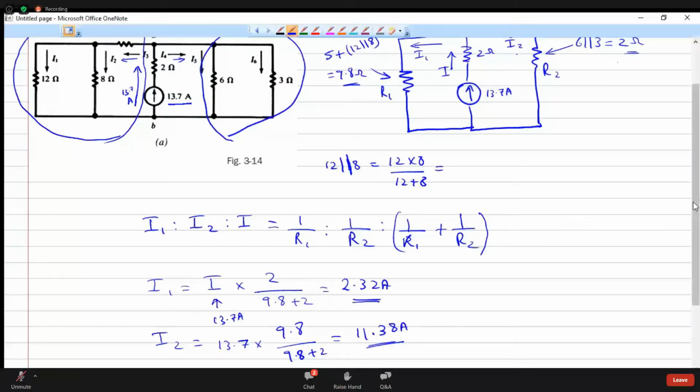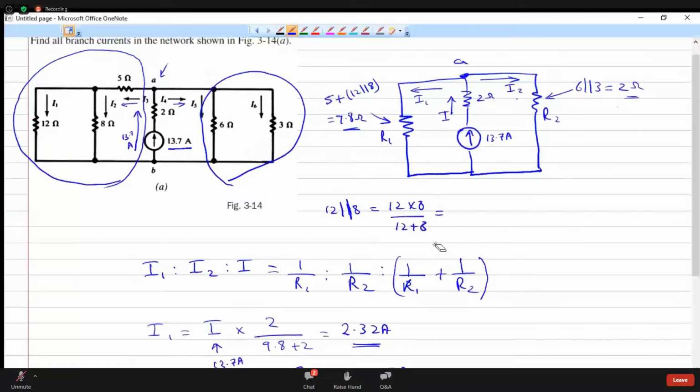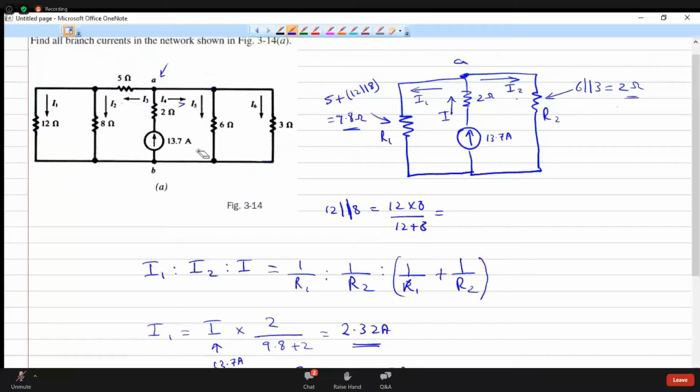So we have the currents that are now flowing through these branches. We can mark in the original circuit what the currents are. So here, 2.32 ampere is flowing towards the left, and towards the right flows 11.38. Okay.